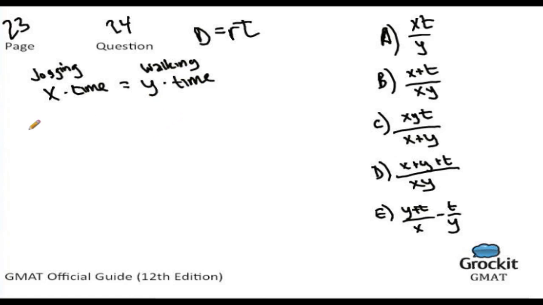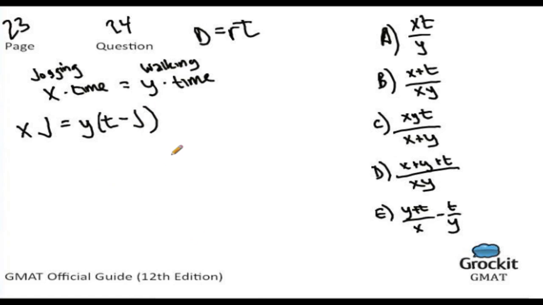So let's call his jogging rate x, and let's call his jogging time j, equals his walking rate. Now remember, his jogging time plus his walking time are going to add up to his total time, t. T is the total time jogging and walking. So whatever time he spends jogging, the time he spends walking is his total time, t, as expressed by the problem, minus the time he actually spent jogging.